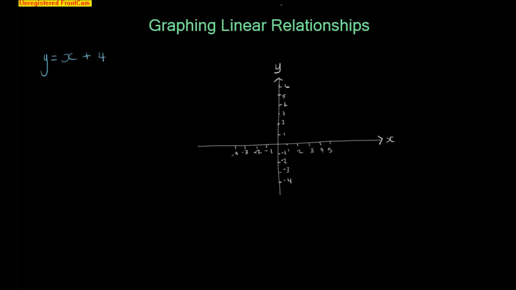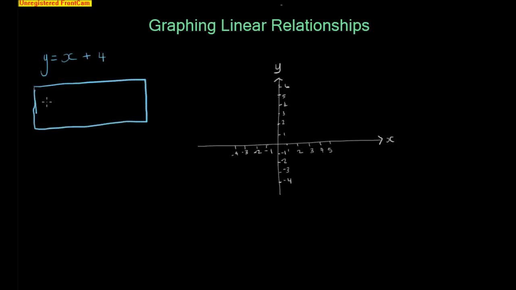Okay, so whenever we graph any linear relationship, first we need a rule. So I've got our rule here, y equals x plus 4. When we have a linear relationship, we've got a relationship between two variables, in this case y and x. So if we want to work out our points to graph, we need a table of values. That's the very first step you should do.